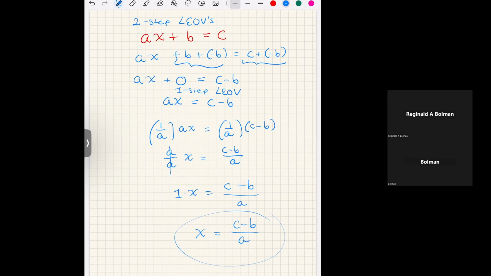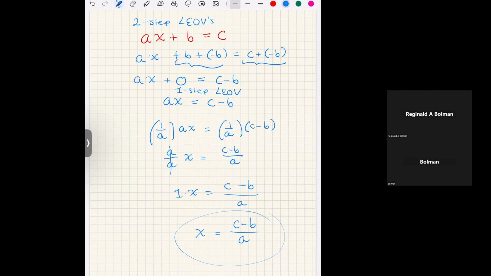These could be fractions. These could be negative numbers. They could be regular positive integer values. It doesn't matter. They could even be decimals. But whatever number that we choose for a, b, and c, we can always solve a two-step LEOV using the following set or sequence of procedures.